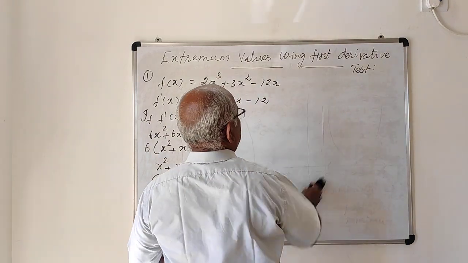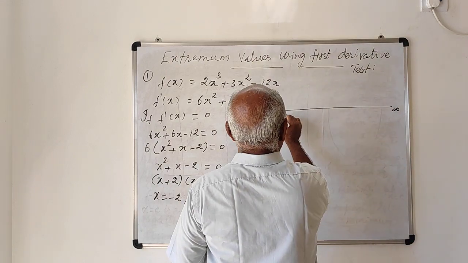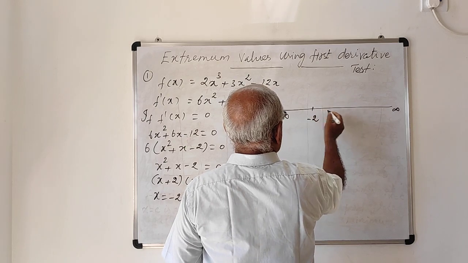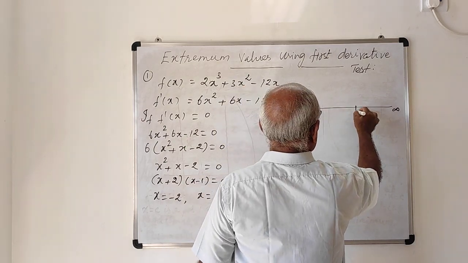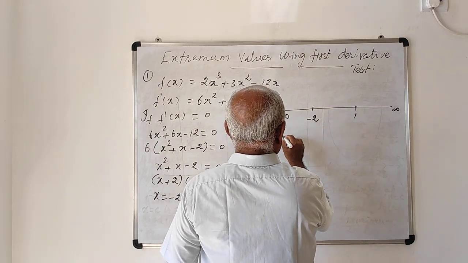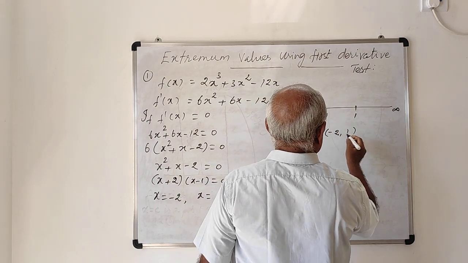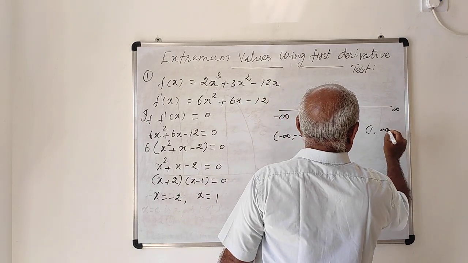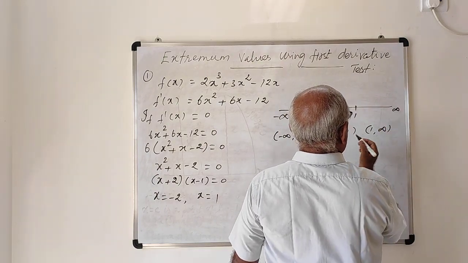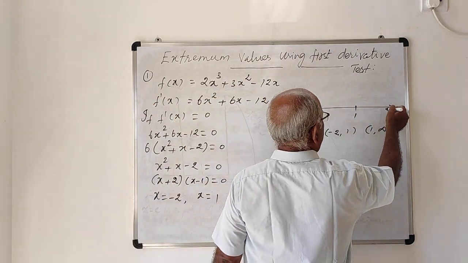On the number line from minus infinity to plus infinity, the critical points are minus 2 and 1. So you have three intervals: minus infinity to minus 2 is one interval, minus 2 to 1 is another interval, and 1 to infinity is also an interval. After finding the critical points, the entire real line can be split into 3 intervals.